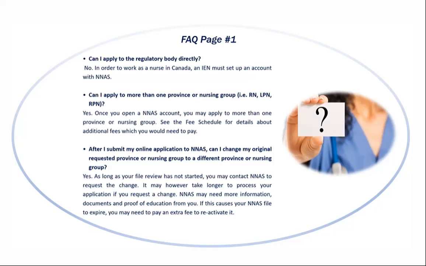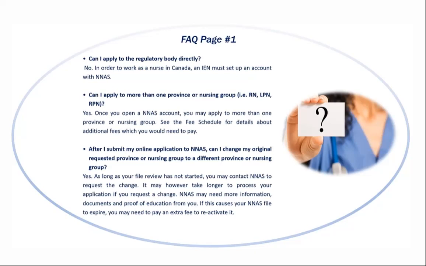Licensure in Canada is a 10-step process, and steps 1 through 4 are completed by NNAS. Steps 5 through 10 are completed by the regulatory body. So regardless of where you're applying, you must first apply through NNAS.